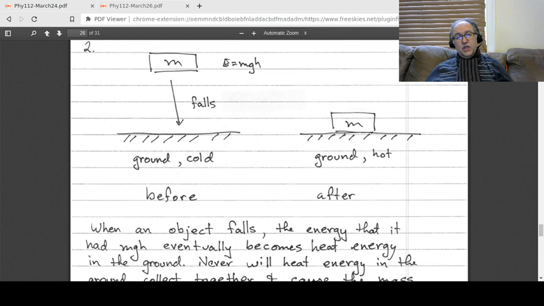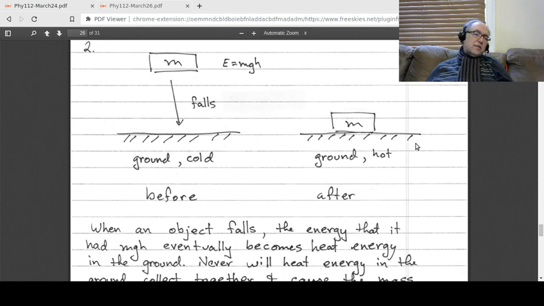So initially the energy is in the potential energy of the mass at some height, and the ground is cold. Once the mass falls and hits the ground, it delivers all its energy into the ground, and the ground heats up. Okay, so you have a before picture where energy is potential energy in this mass at a height h, and the ground is cold, and you have an after picture where the mass has fallen and it no longer has its potential energy, but now the ground is hotter.